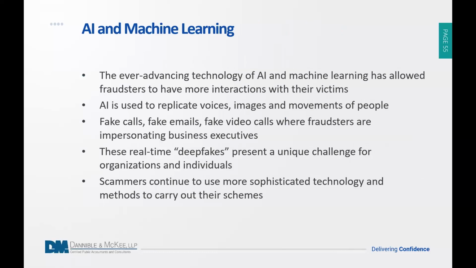AI and machine learning is an increasing area in this department as well. They have these new frauds that they call deep fakes, and it's a fake that's going on in real life. Basically, the ever-advancing technology of AI and machine learning has allowed fraudsters to have interactions with their victims in real time, pretending to be someone else. They can replicate voices, images, and even movements of people. This is all done through data breach.